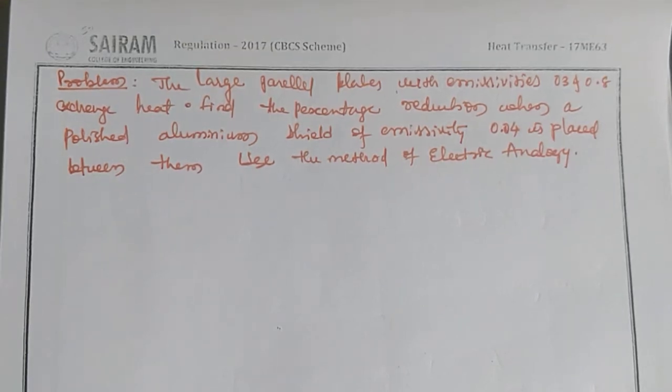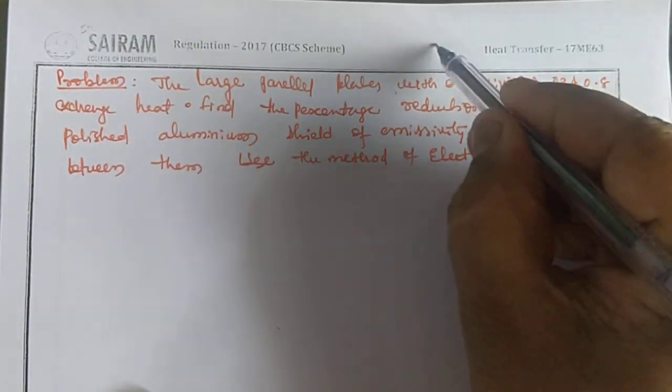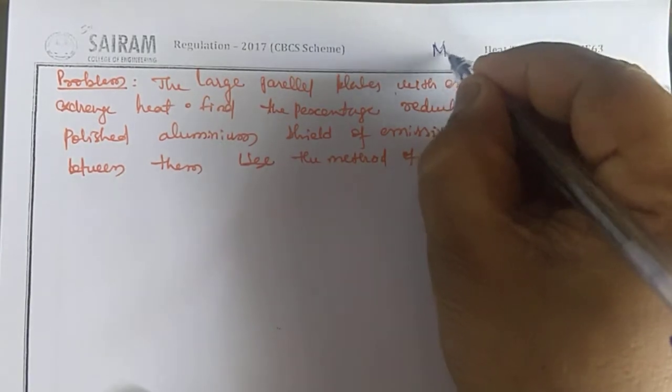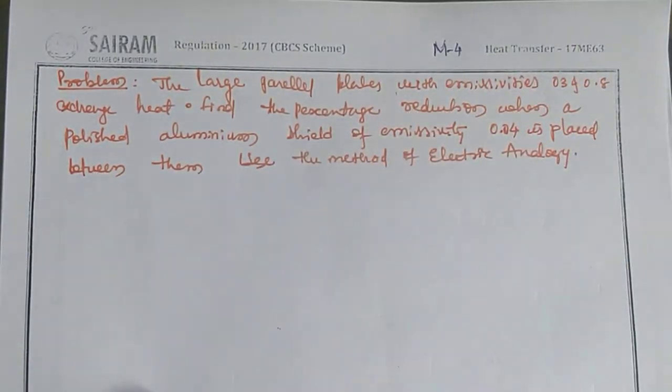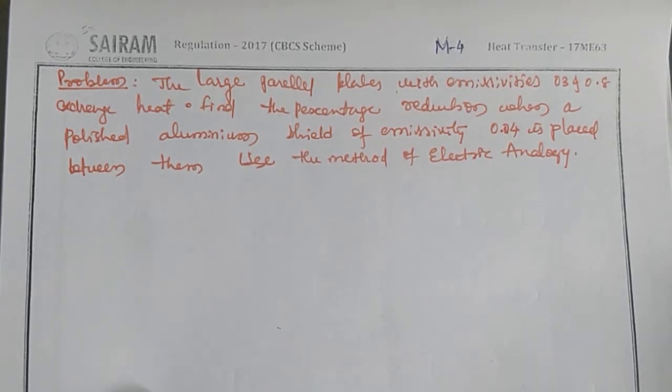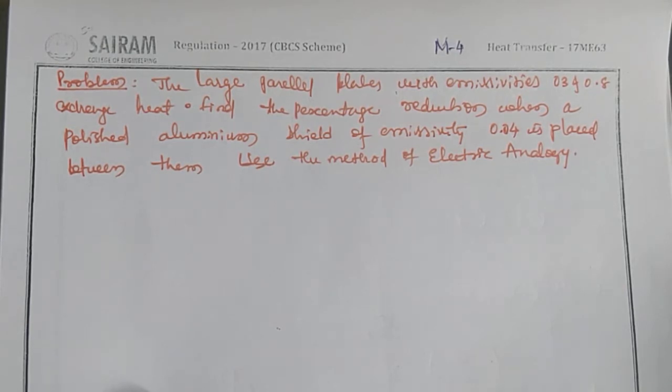Hello students, today we are going to discuss model number 4, that is the irradiation chapter. Here a problem is given: large parallel plates with emissivities 0.3 and 0.8 exchange heat. Find the percentage reduction when a polished aluminum shield of emissivity 0.04 is placed in between them.